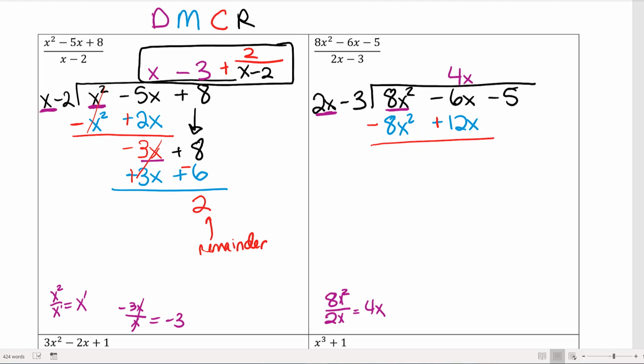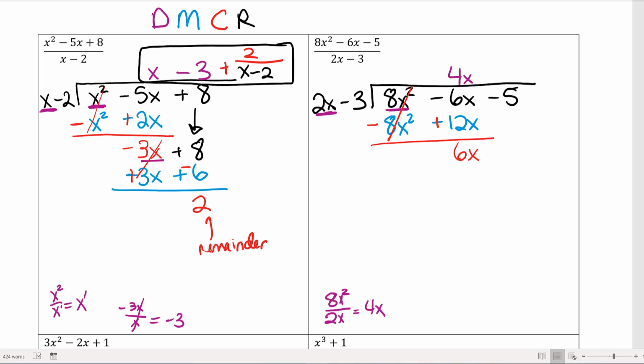Now, the 8x squared minus 8x squared adds to 0. Yay! That's what we expected to happen. That's what we were wanting to happen. If it didn't happen, then you probably made a mistake. Probably go back and fix it. But every time that these add to 0, it's like a little pat on the back. You're doing well. Keep going. So negative 6x plus 12x is 6x.